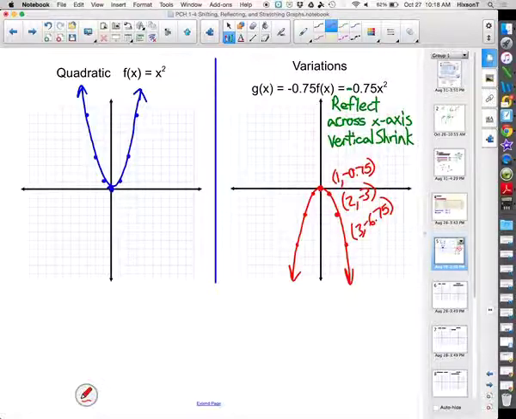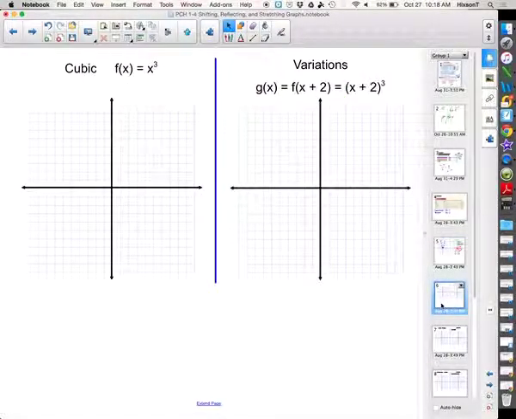Any questions on that one? I was only gonna question big shrink. Big shrink? Yeah. All right. Our cubic parent function, Alexi.